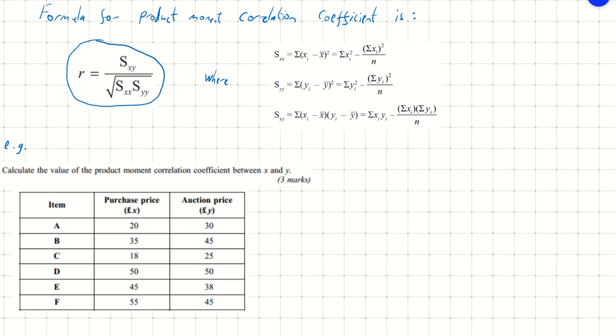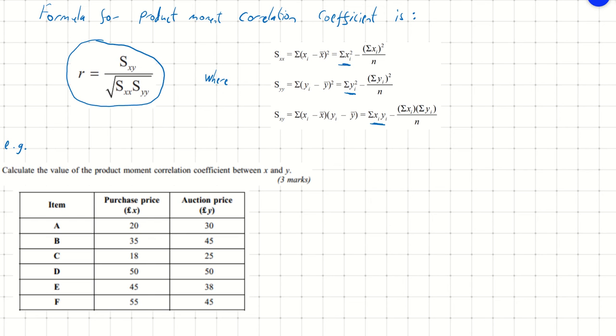So here's our example question at the bottom. It's to calculate the value of the product moment correlation coefficient between purchase price and auction price for what look like 6 items. So in order to use this formula, we need to work out these things. I'll just underline them. We need to work out the sum of x squared, the sum of y squared, and the sum of xy. And those things aren't in our table.